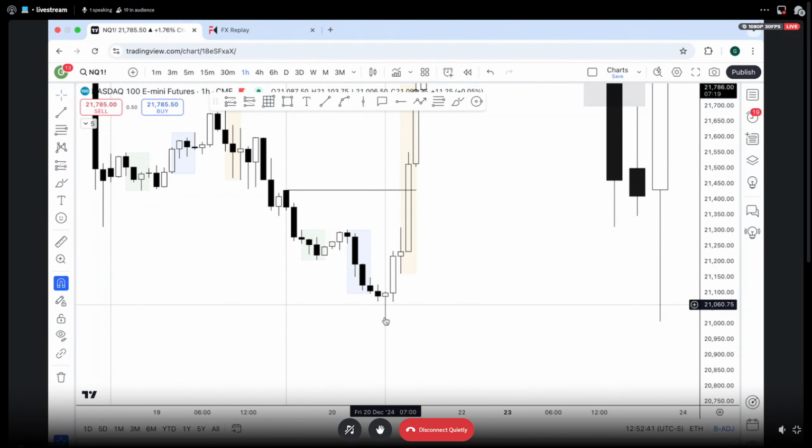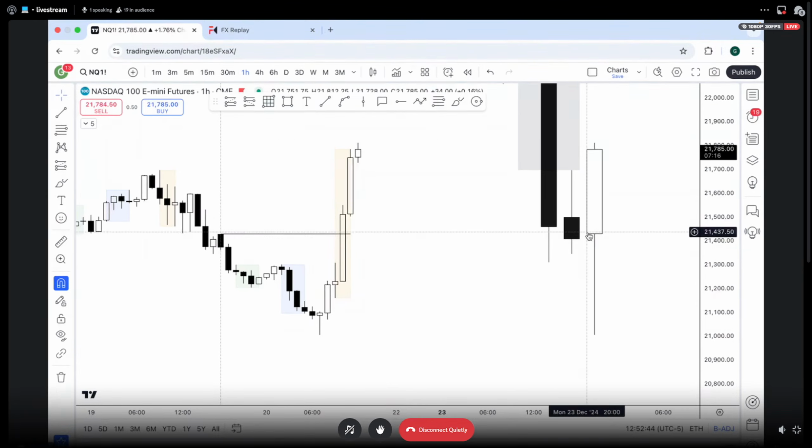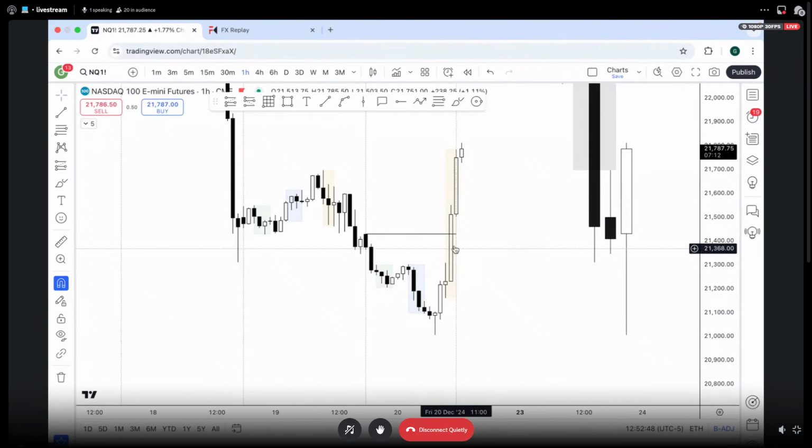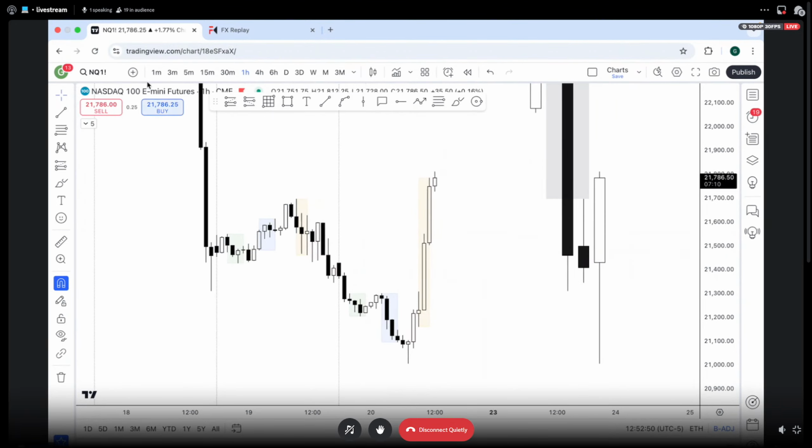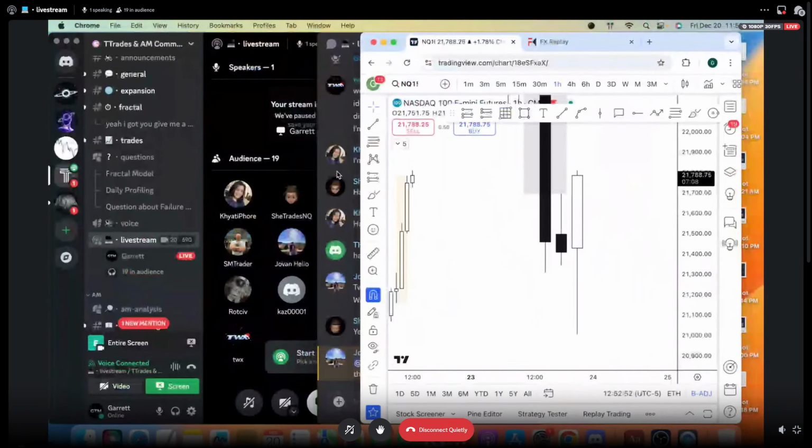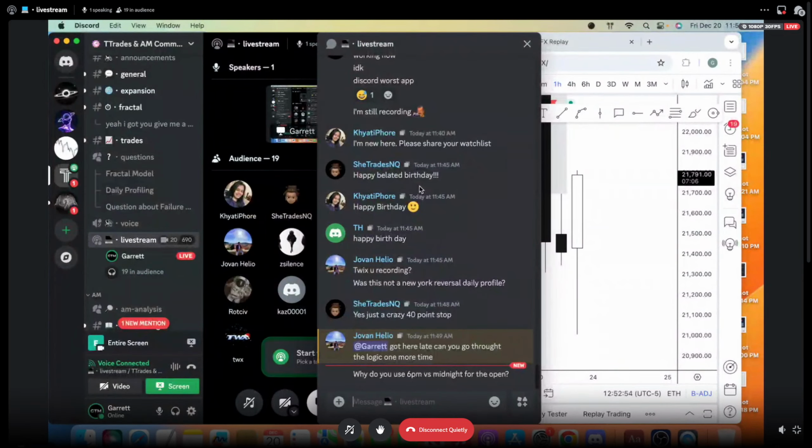So if you miss that, it's nothing to be concerned about, because the daily profile isn't really there. The reversal of the day is happening at 7 a.m., and the opposing run is also just not aligning. So it's a bit of a weird day, to be honest. It's nothing super clean in my eyes.